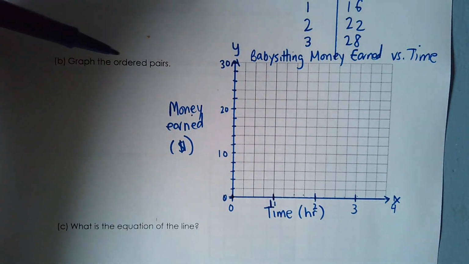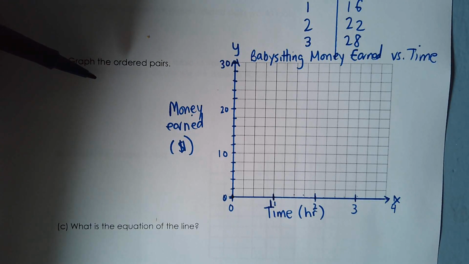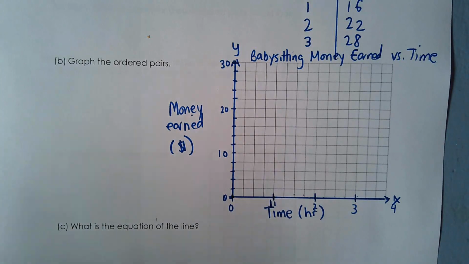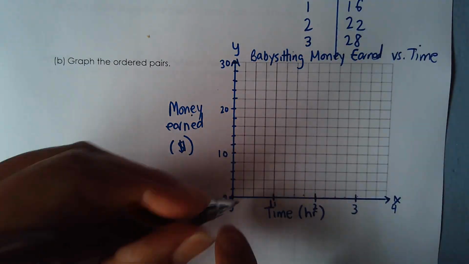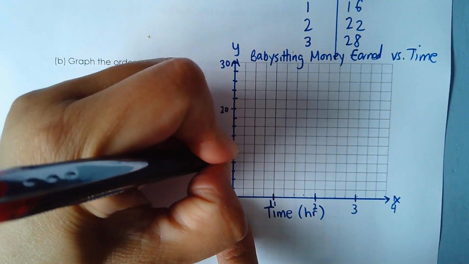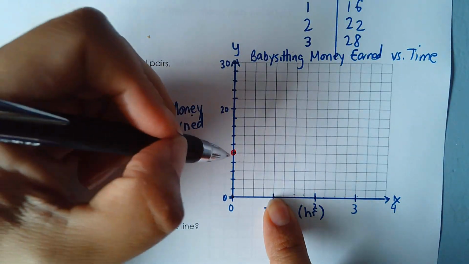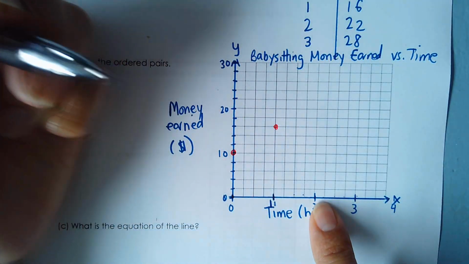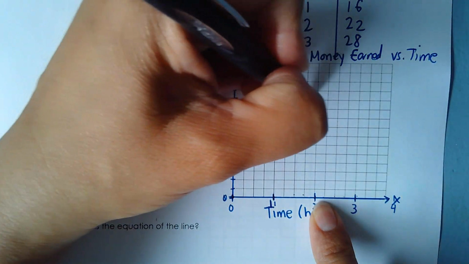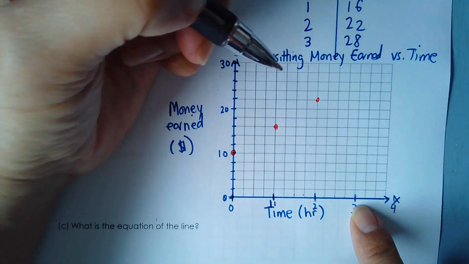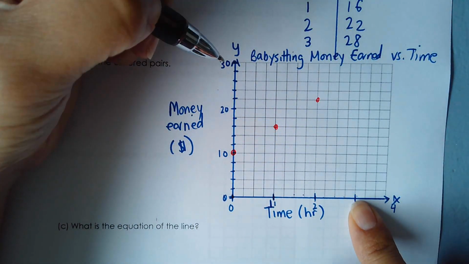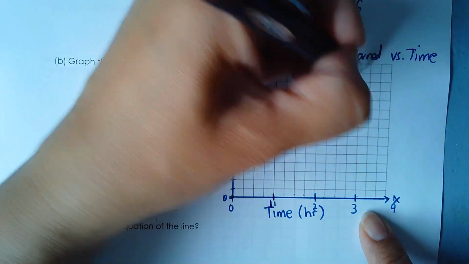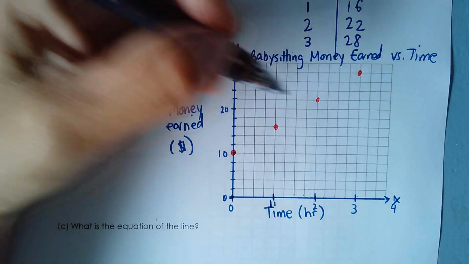And now what we're going to do is graph the ordered pairs. So I'll use a different color for that. Okay, for time 0, we have $10. For 1 hour, we have 16. For 2 hours, we have 22. And for 3 hours, we have 28. Okay, and notice it is a straight line.